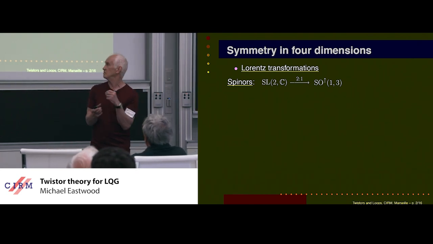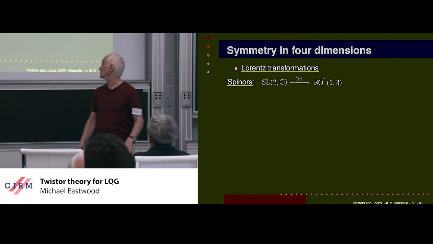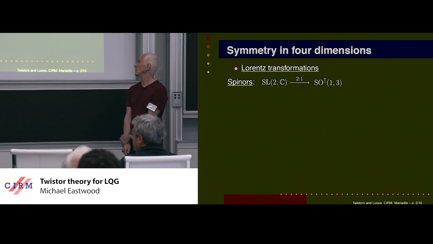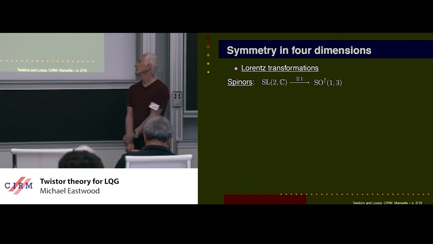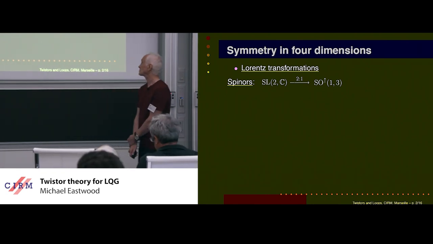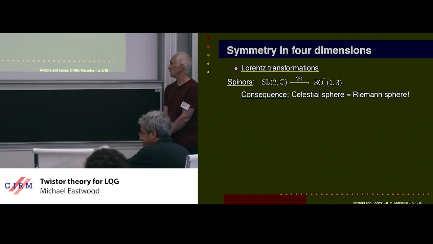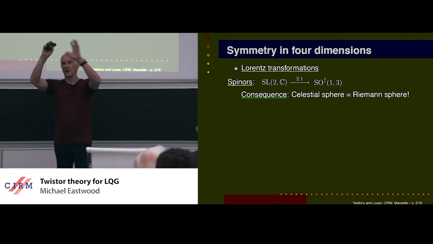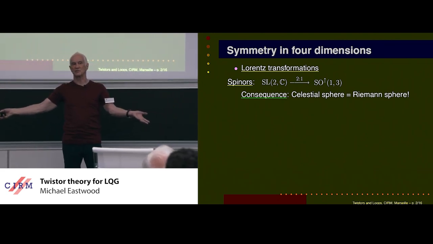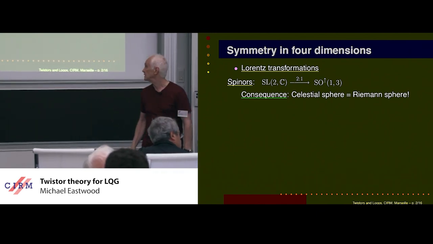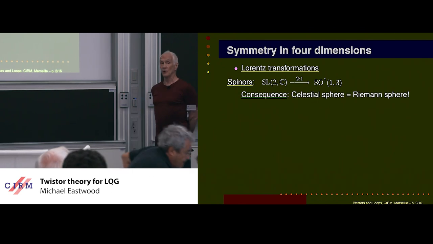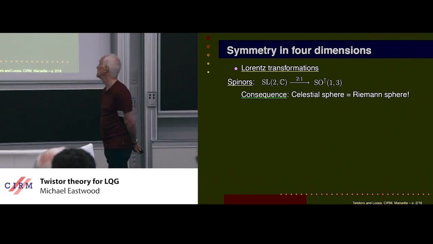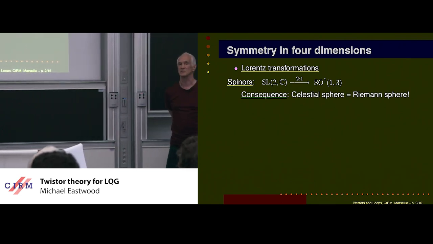And then, of course, there's a standard bundles and yoga that people go through at this point, so spinors. A fancy way of saying it is there's a low-dimensional coincidence between SL2C and Spin(1,3). In fact, as a consequence of this, the Lorentz transformations, as they affect our sky, as they affect the celestial sphere, are actually conformal transformations. So, in other words, the right group to think of acting on the sky is SL2C. In other words, you should think of it as the Riemann sphere.